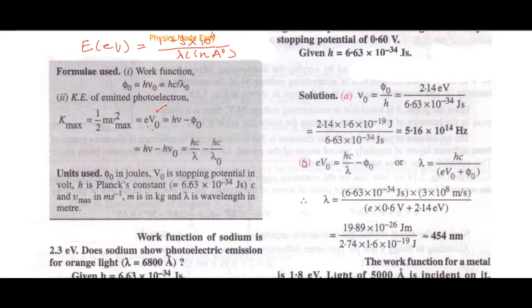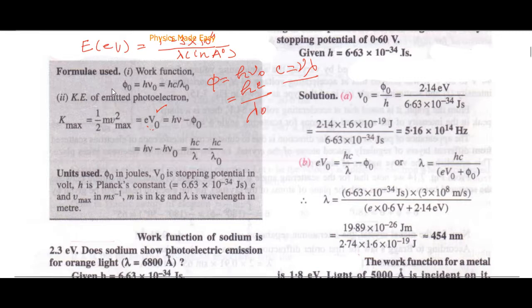Now, phi naught is work function. Phi naught can be expressed in terms of frequency, for example, h nu naught. This can be further expressed in terms of hc by lambda naught, where c is equal to nu lambda. Phi naught is in joules, V naught is stopping potential in volt, h is Planck's constant, 6.63 into 10 raised to power minus 34 joule second. c and v max are in meter per second, m is in kilograms, and lambda is wavelength in meters.